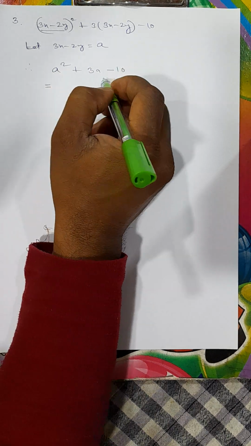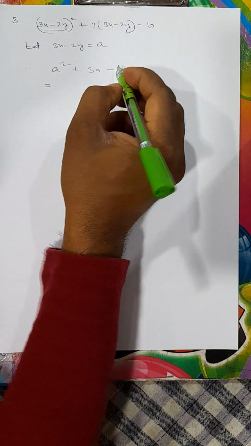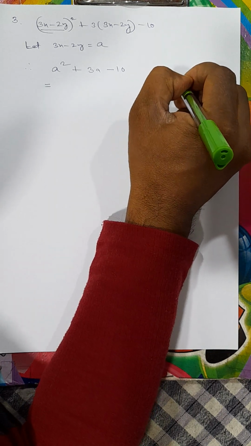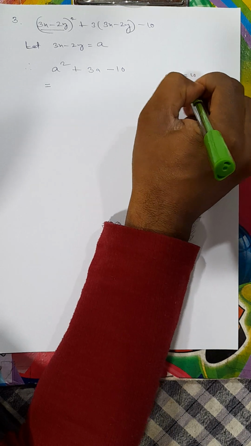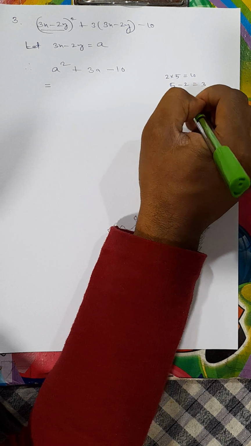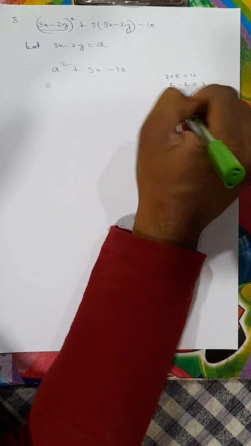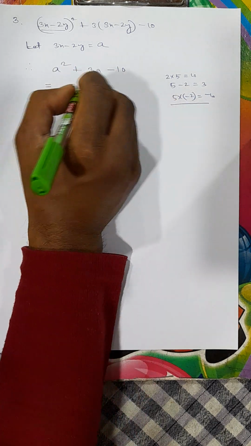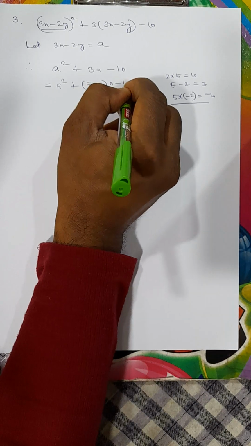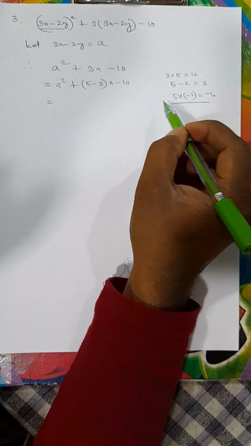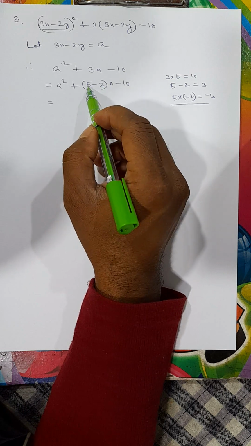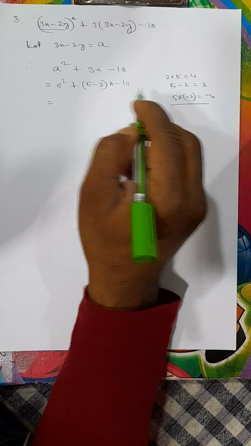Equal to, now let us do middle term splitting here. Factors of 10, 2 5s are 10, right? And 5 minus 2 equal to 3, and the product of 5 and minus 2 is minus 10. So we can write the middle term here, a square plus (5 minus 2)a minus 10, right? The product of these two numbers should be the third number. So 5 multiplied by minus 2 is minus 10.